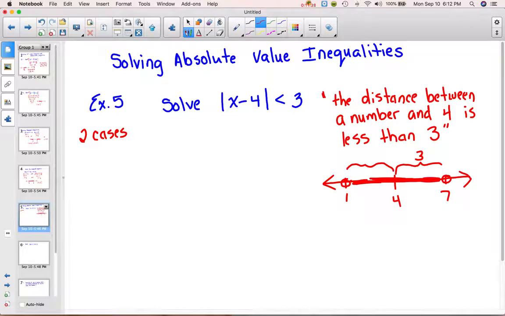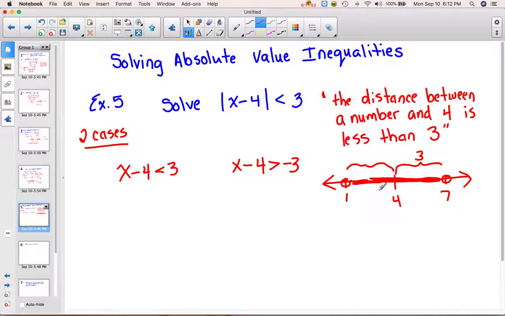But how do we do that algebraically? Well, remember we would do 2 cases. So you isolate the absolute value, which it already is here. So we have x minus 4 is less than 3. And for the second case, we're going to have x minus 4. We're going to switch it to greater than and make this the opposite. And that would just indicate going the opposite direction.